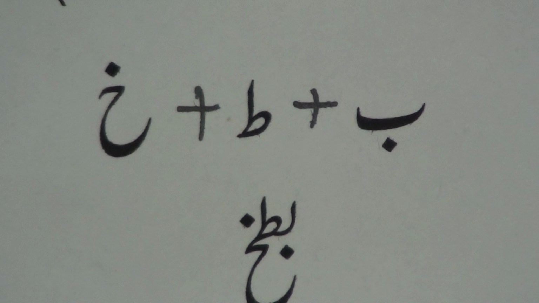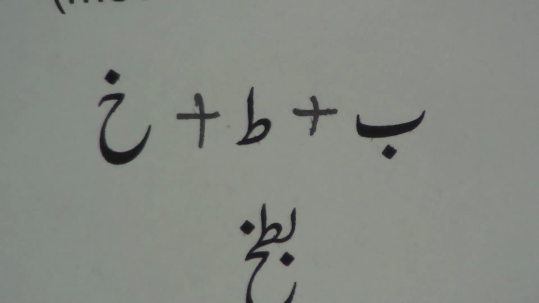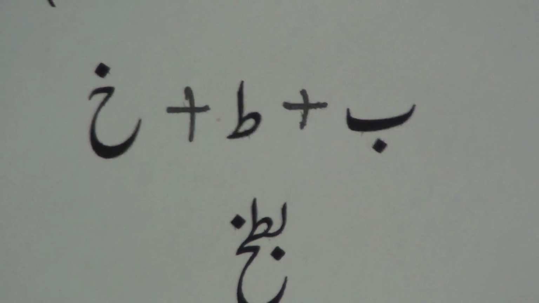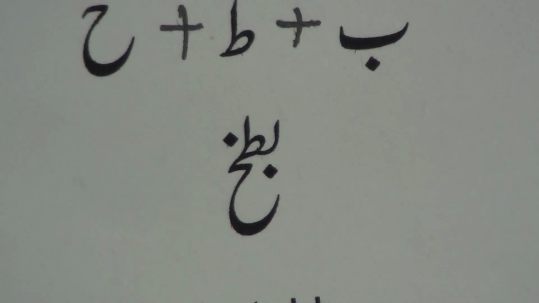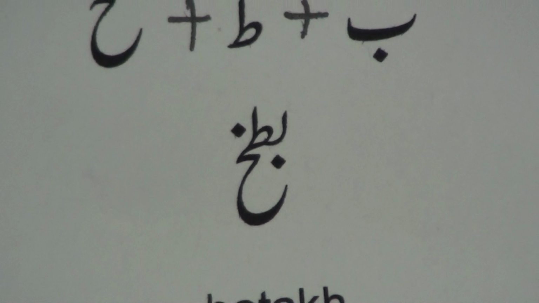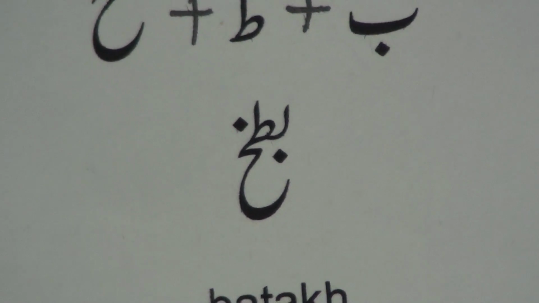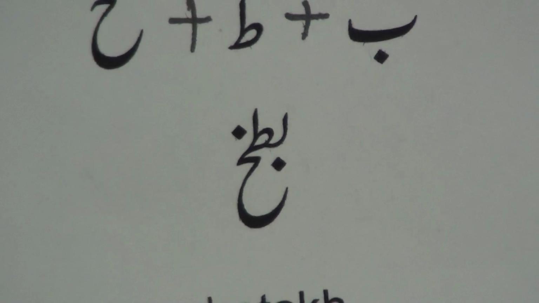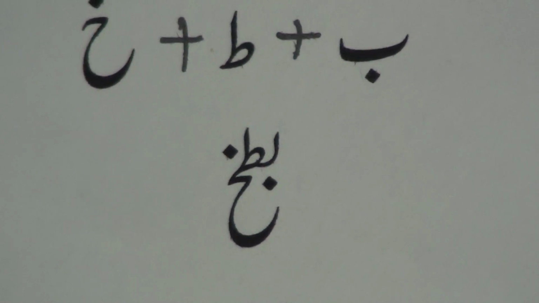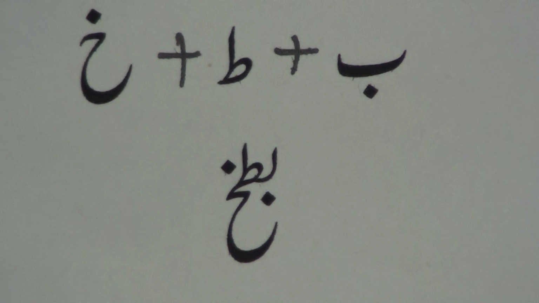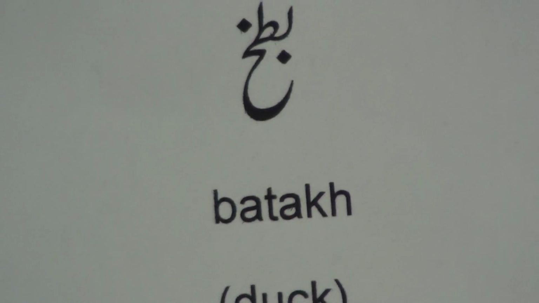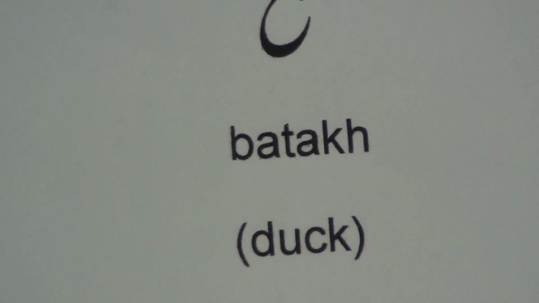Be zabar ba, to zabar ta, and khe, batakh. It is written this way. Here, toy is in the middle of the word, but its shape is not changed. You see, the shape of toy is not changed. Batakh means duck.